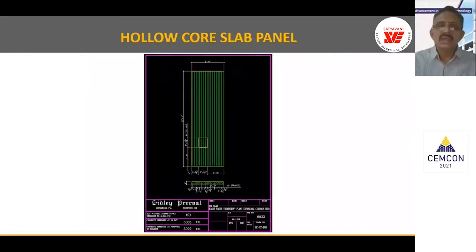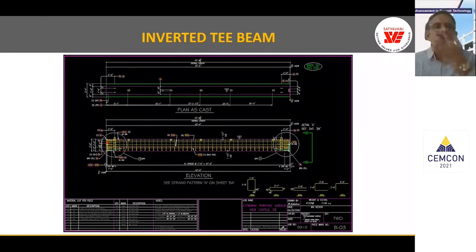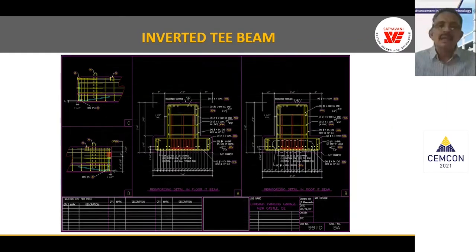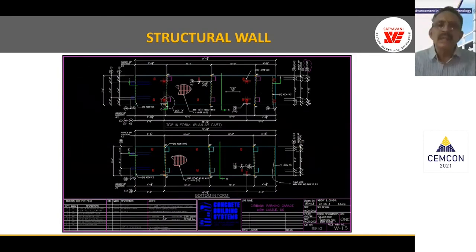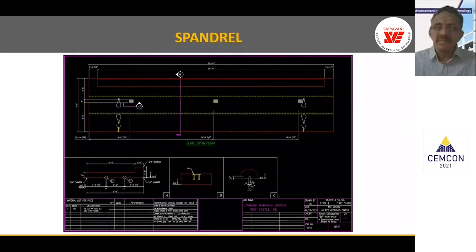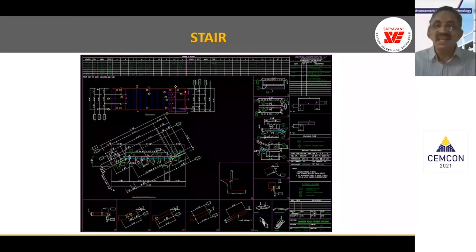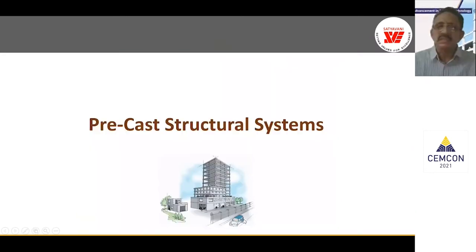And this is a hollow core drawing, and these are inverted T-beams, and this is the detailing of an inverted T-beam, and the structural wall panels, the spandrels, the edge beams, and the stair. In the stair, you can see how we have given the stripping, stacking, transportation, and handling of these stairs. They're all shown in the drawing.